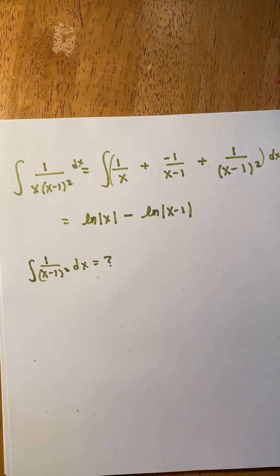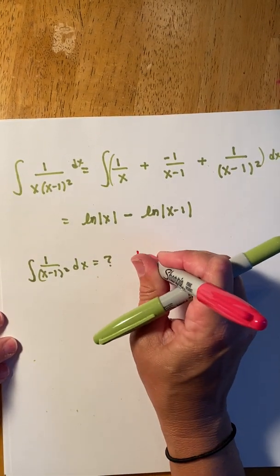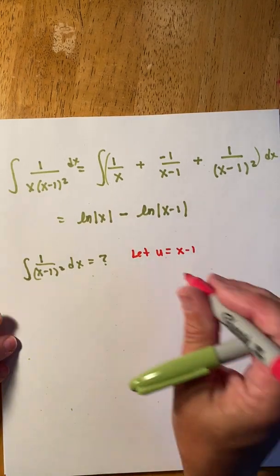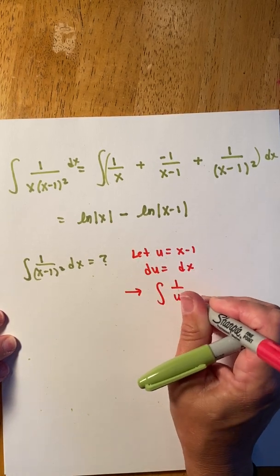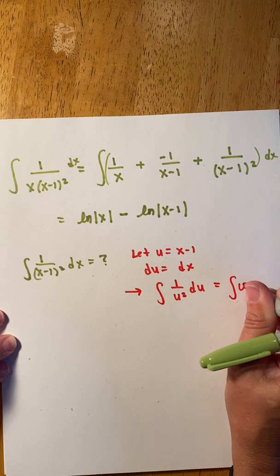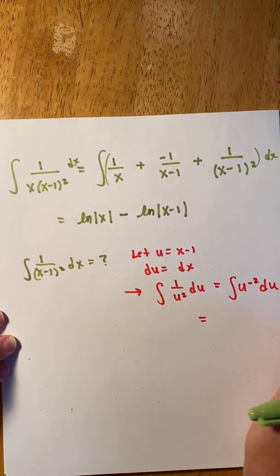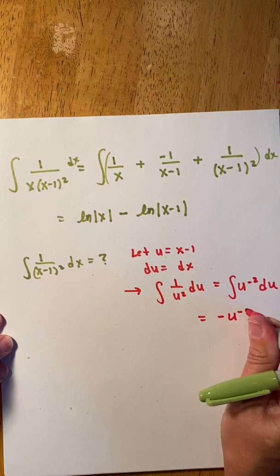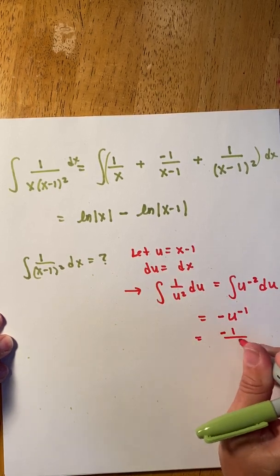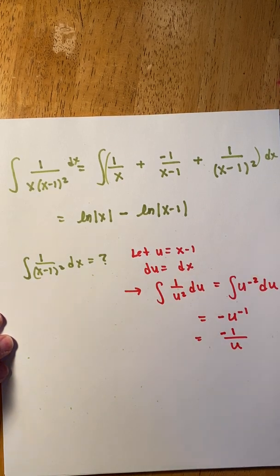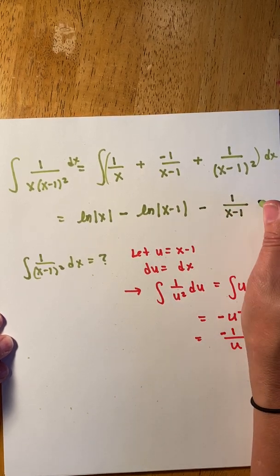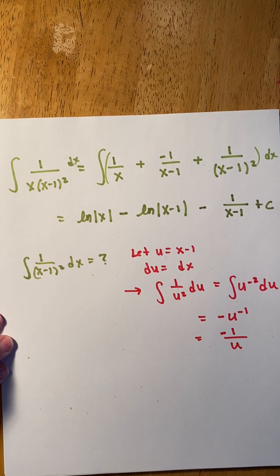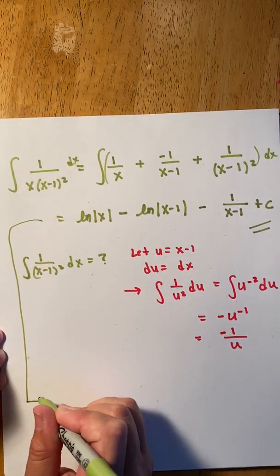Well, this is a u substitution problem. If you let u equal x minus 1, then du equals dx. So really what we're integrating is 1 over u squared du, which is equivalent to u to the negative 2 du. And the antiderivative of u to the negative 2 is negative u to the negative 1, which is negative 1 over u. So this is just going to be minus 1 over, well, u was x minus 1, plus c. That's it.